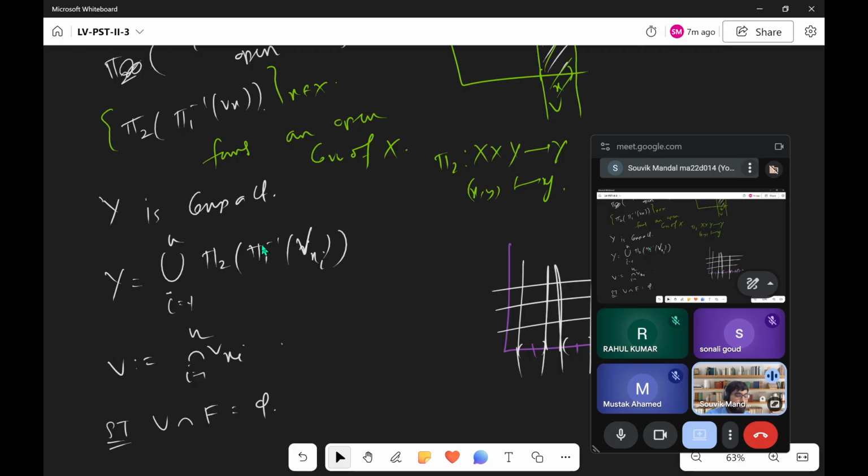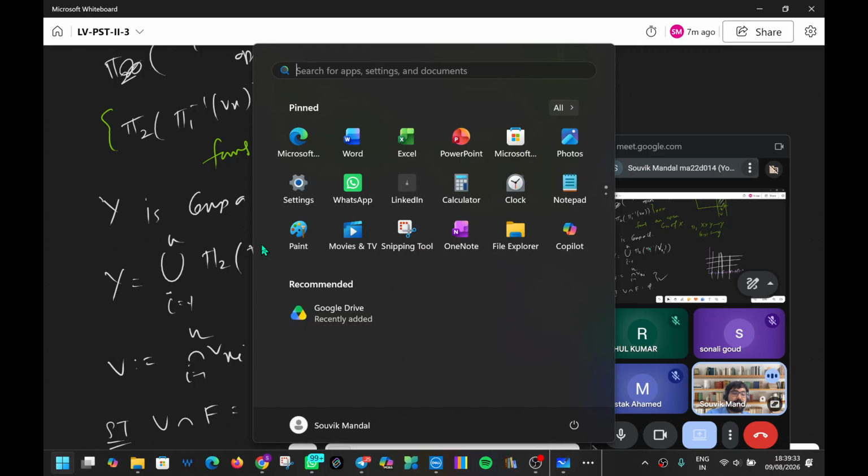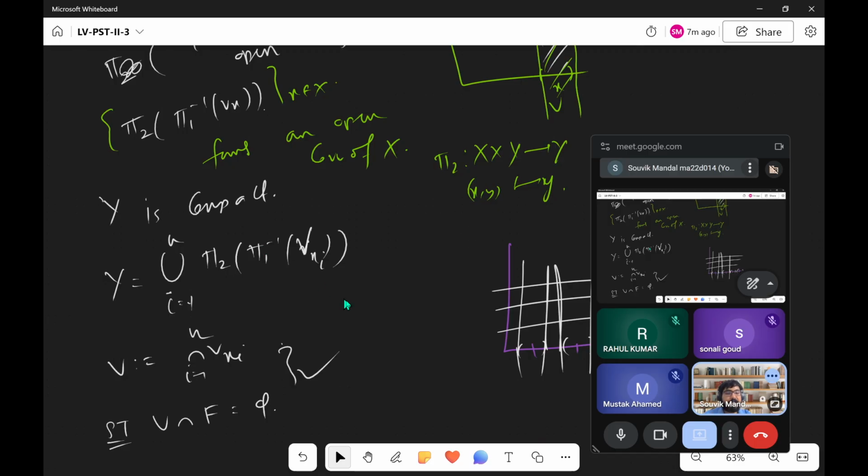Okay. Now this step, V intersection F is empty, shall follow from the construction. So this part please try to figure out by yourself. If not, then I will explain. Okay, please take your time.